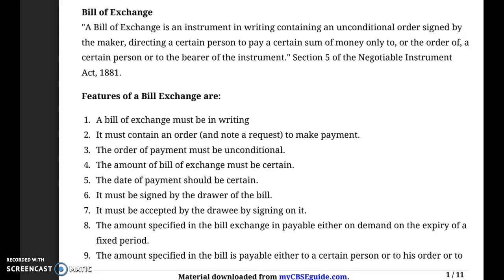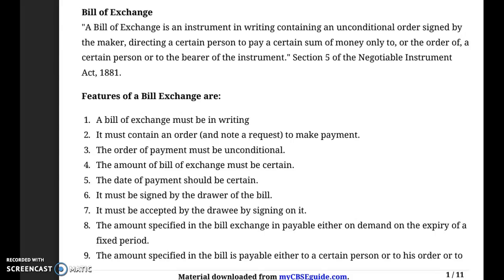Now, the first feature of a bill of exchange says that a bill of exchange must be in writing. What do we mean by this? A bill of exchange is an instrument. Here, understand that a bill of exchange is a document. You can replace the word: a bill of exchange is a document. Instrument here means that it is a document and must be in writing.